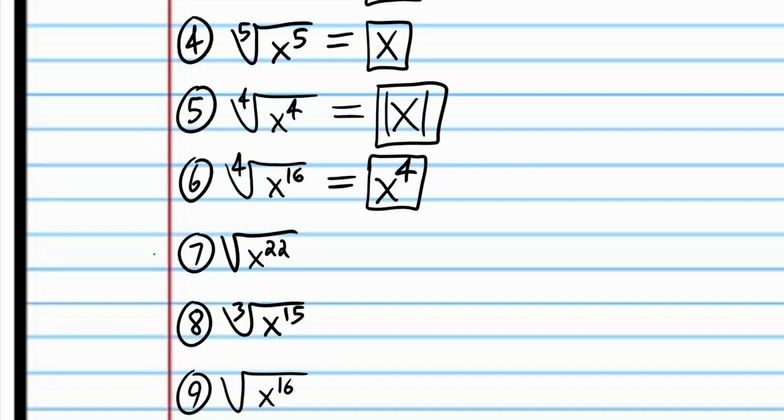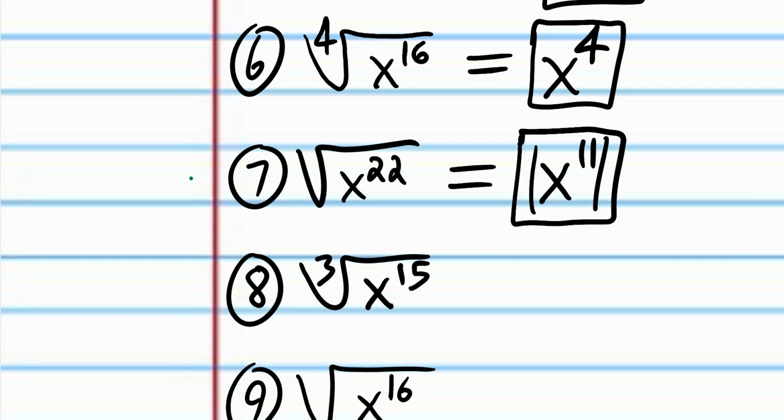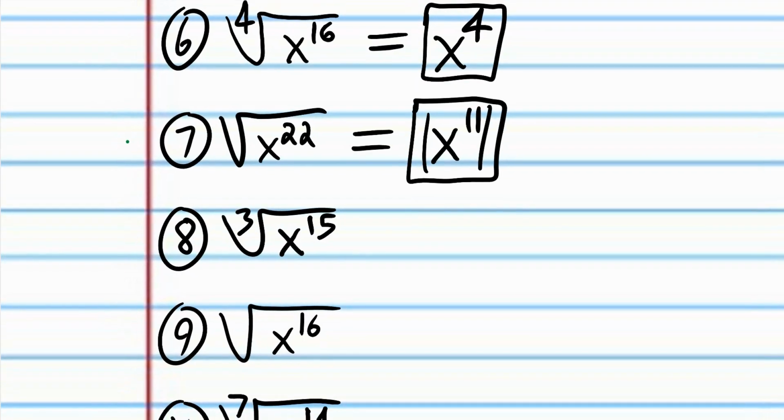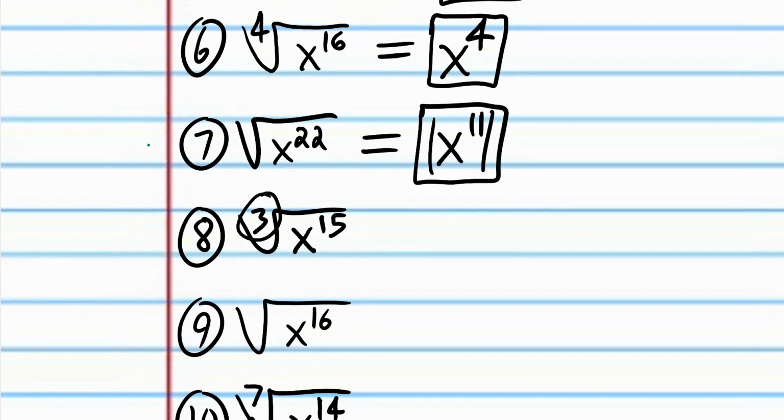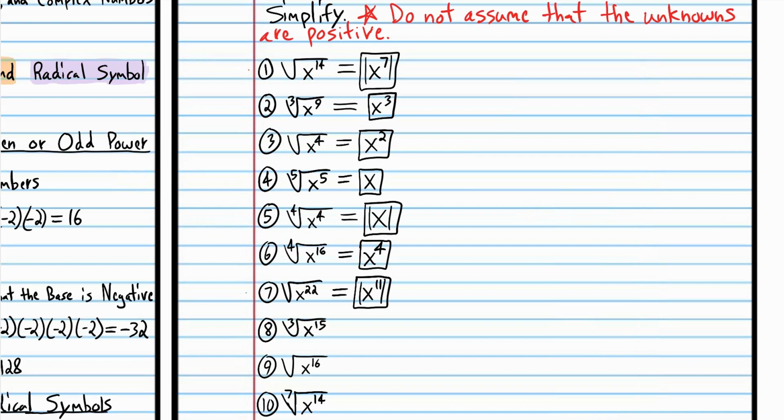All right, we're back. So it's an even index, which means we do have to worry about the absolute value symbols, and we're left with an odd power, so we do have to put absolute value symbols. Now for number 8, this is an odd index, so that means you don't have to worry about the absolute value symbols. So try number 8, and when you come back, we'll do it together.